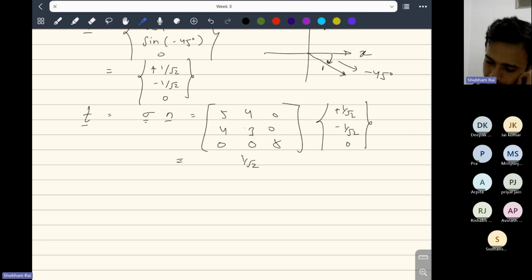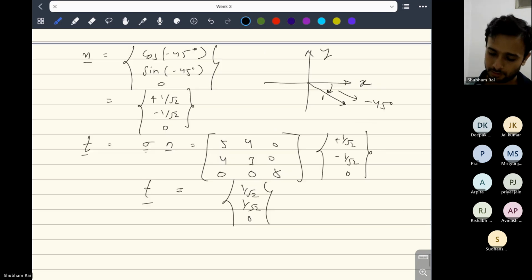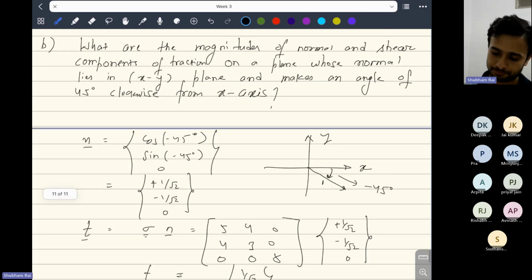So 4 by root 2 minus 3 by root 2, so you get 1 by root 2 again here. Okay. This is the final traction vector that you are getting. Okay. Now you have to find the magnitude of normal component.